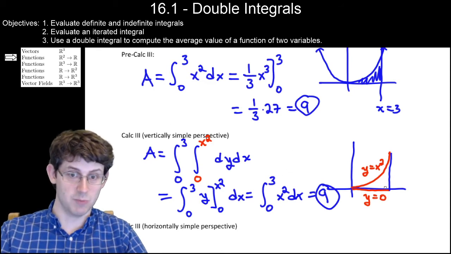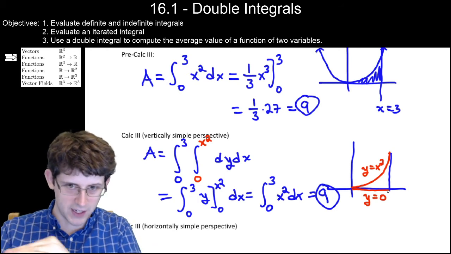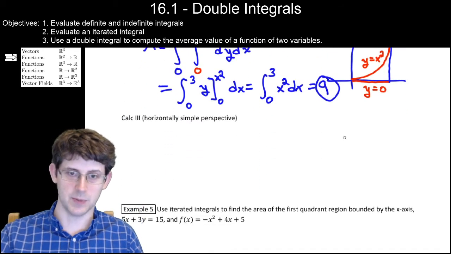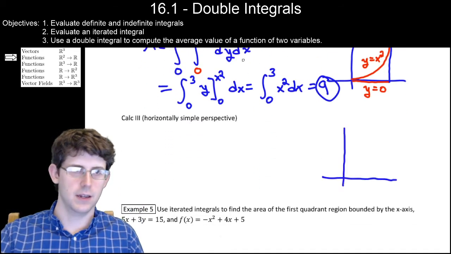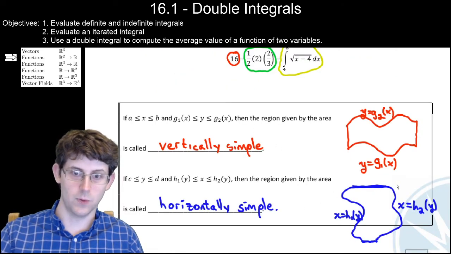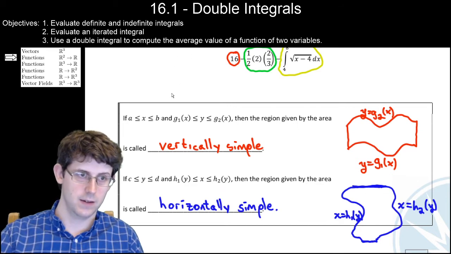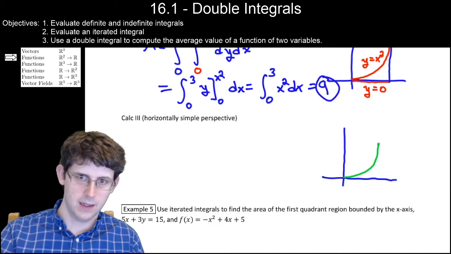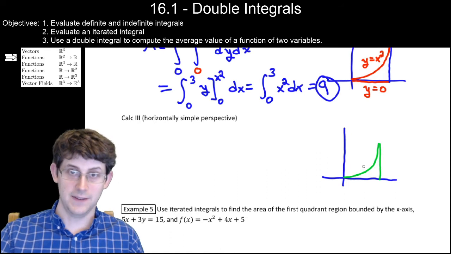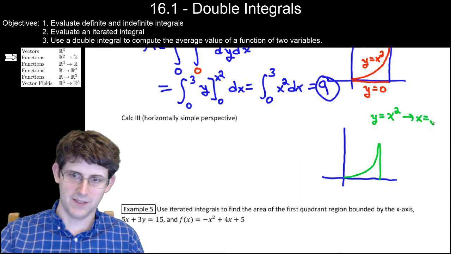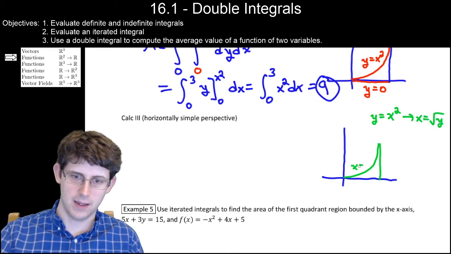This region is vertically simple. The whole region has the same function on the bottom the whole time and the same function on the top the whole time. The horizontally simple perspective is, well, instead, you should think of there being a left boundary and a right boundary. So here's the left side, and here's the right side. The left side is, okay, we were given it as y equals x squared, but we're going to think of it as x equals the square root of y. And the right boundary is x equals 3.